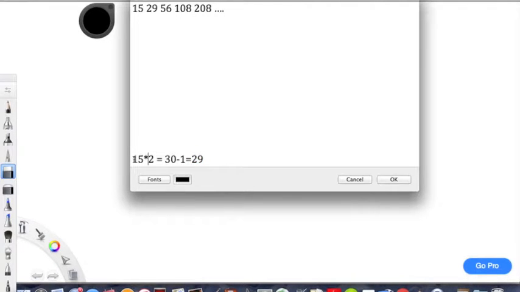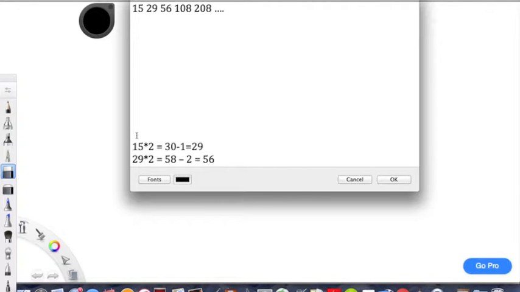Okay, so does the same operation apply for the second and third term? Can we use the same procedure on the second term, which is 29, in order to find the third term? Let's go and have a look. So there you go. 29 times 2 is 58, and we subtracted 2 from this one in order to find 56. Okay. So we're still multiplying, but the subtrahend is changing here.